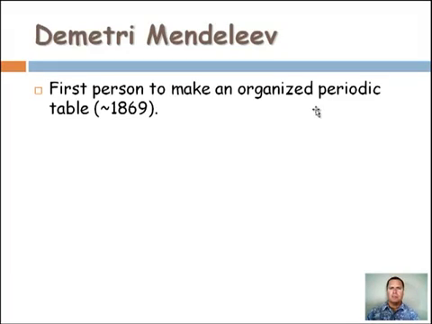The first periodic table was published in about 1869 by Dmitri Mendeleev. There was also another German scientist working at about the same time who published as well, and they both came up with the same idea about the periodic table, but Mendeleev is who's usually credited with having discovered it.